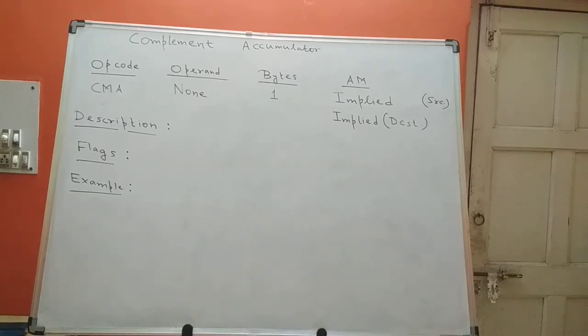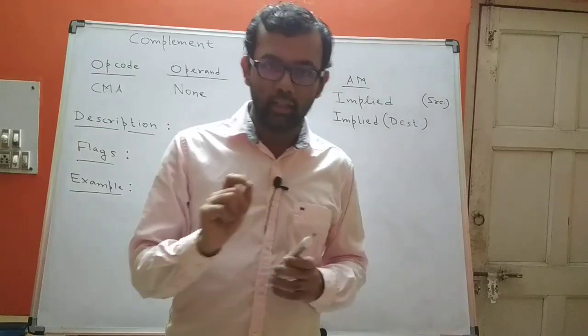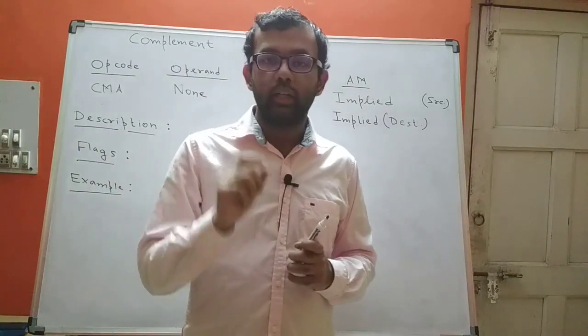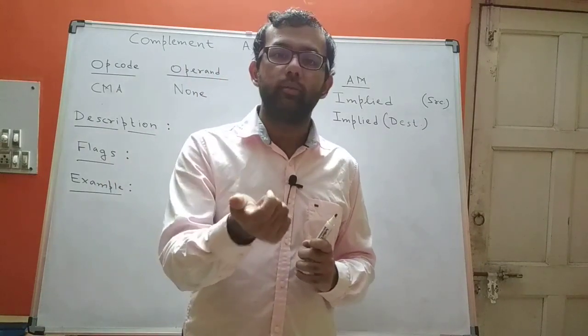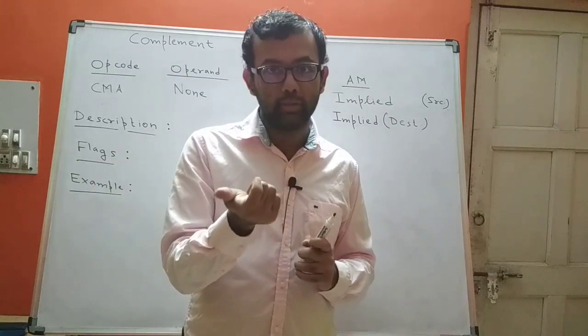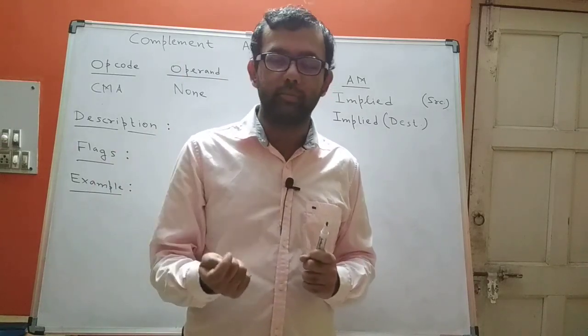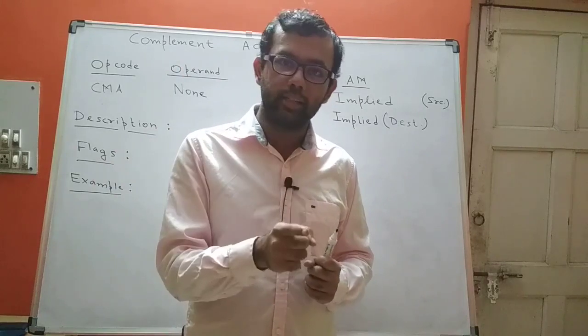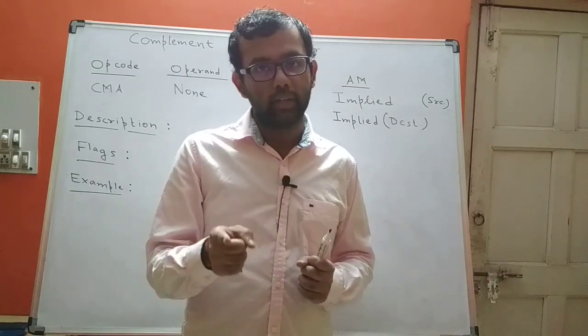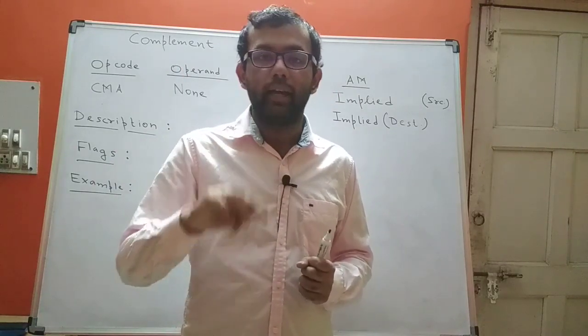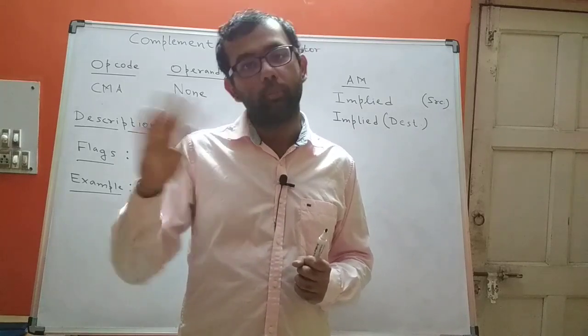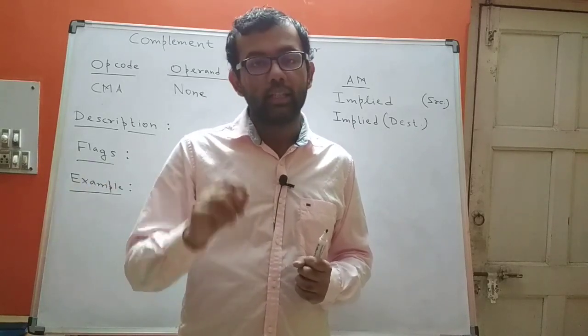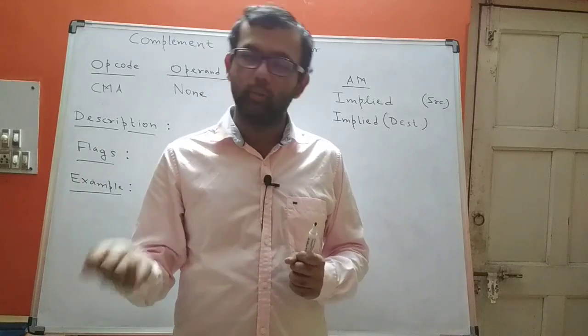Now let's take up another instruction. The next instruction is complement accumulator. What will this instruction do? It will simply take the contents of the accumulator, which will contain the value in hexadecimal form. You will be inputting the number in hexadecimal. It will take the hexadecimal value, convert it to binary, and perform a complement operation by changing the zeros to ones and the ones to zeros.